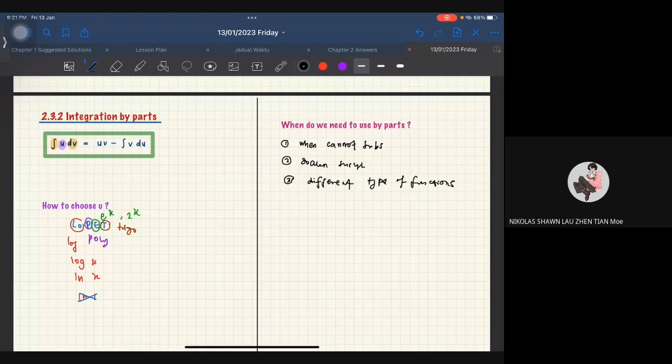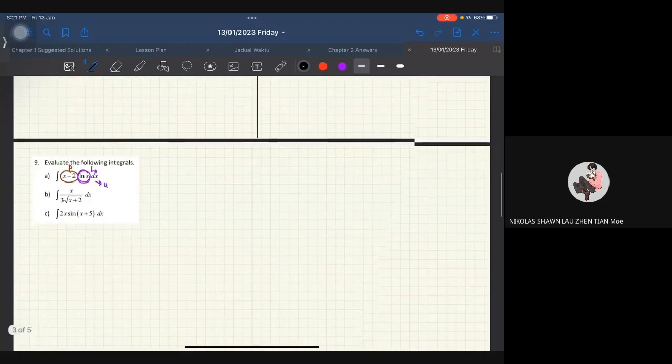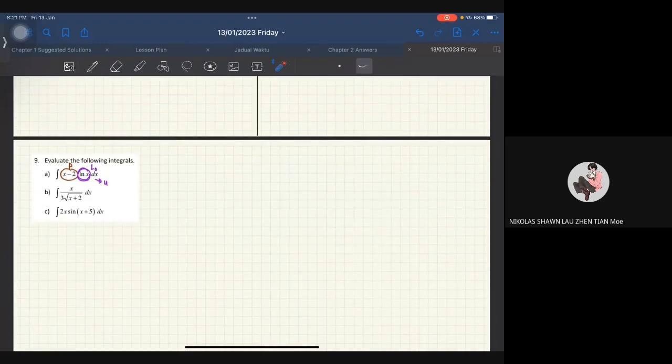Okay, different types of functions. Let me give an example of what I mean by different types of functions in question 9A. When you see 9A over here, we said earlier that x minus 2 is a polynomial, and ln x is a log function. So these two are a combination of different types of functions. The first one is a polynomial and the second one is a log function.